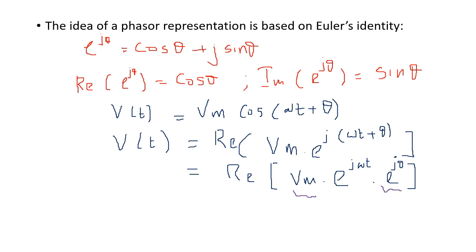So this is what we write as the complex V bar equal to Vm into e to the power j theta. So V bar will be equal to Vm angle theta. This is the exponential form and also the polar form. I have written the equation in two forms.